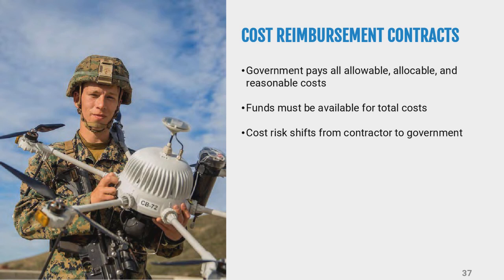Allocable. So let's say you have five contracts. Each contract is supposed to share their equal amount of the cost. That's what allocable means. And then reasonable. Whatever it is that you're buying and you're trying to charge the government for, just make sure it's what a reasonable person would pay. You can't buy something for 40 grand when the market cost is 20 because you're only going to get reimbursed for 20. The funds must be available for total cost, and the cost risk, again, shifts from the contractor to the government. Next slide, please.